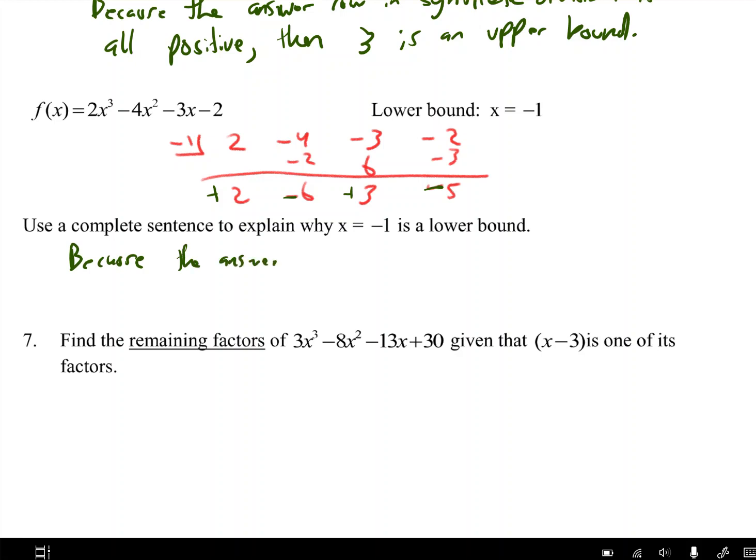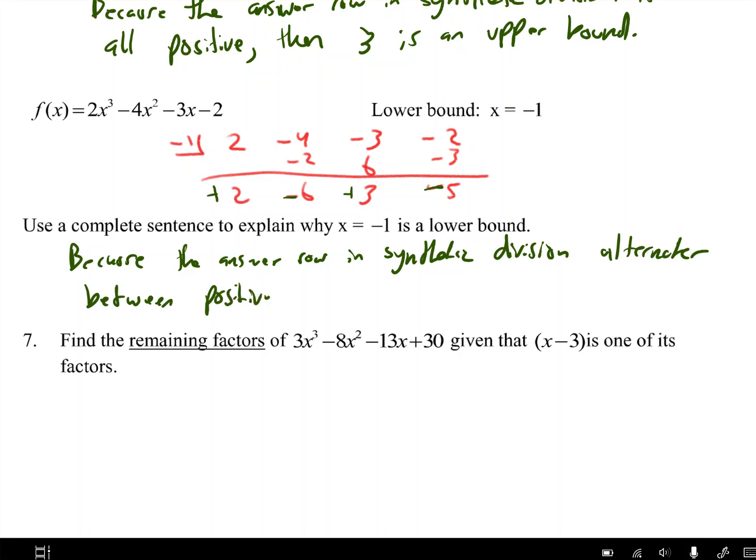the answer row in synthetic division alternates between positive and negative. That's how I know -1 is a lower bound.